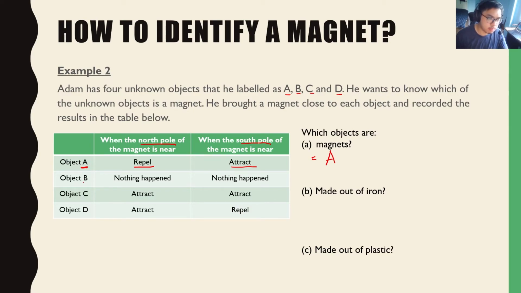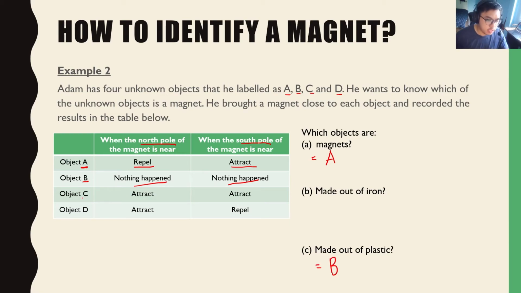Now let's look at object B. When object B meets the North Pole, nothing happens. And when it meets the South Pole, nothing happens. Because nothing happens, this must mean that object B is a non-magnetic material. So object B is the plastic.